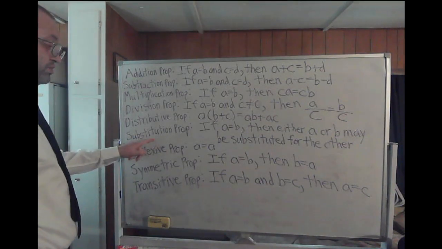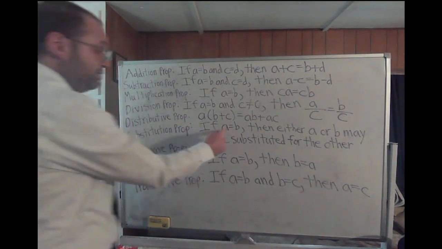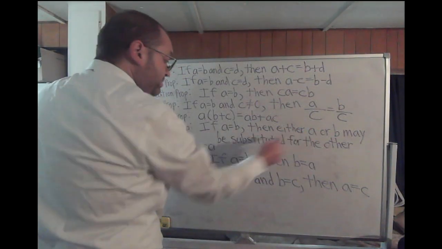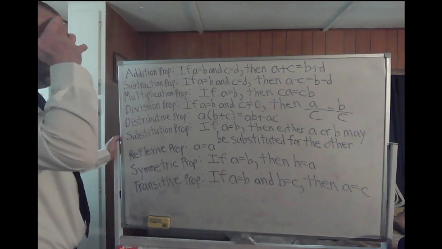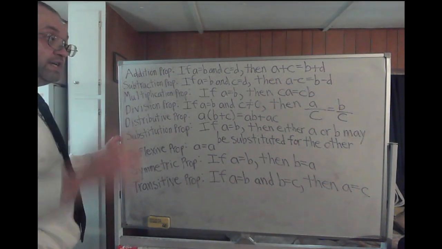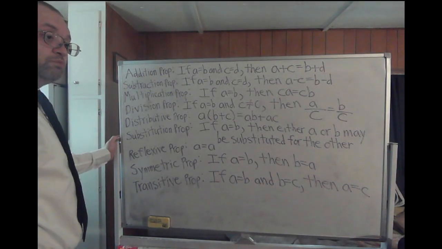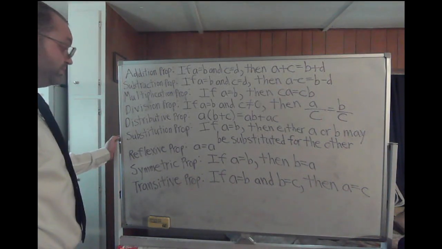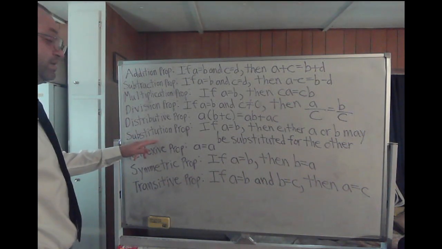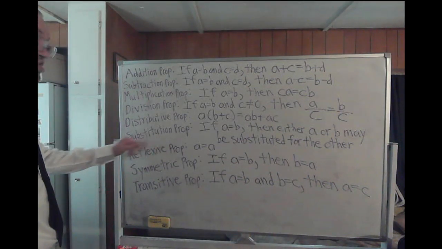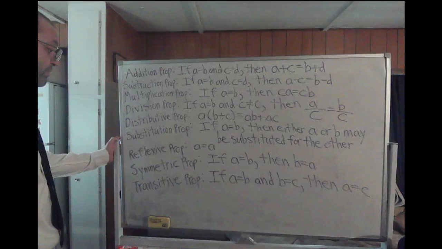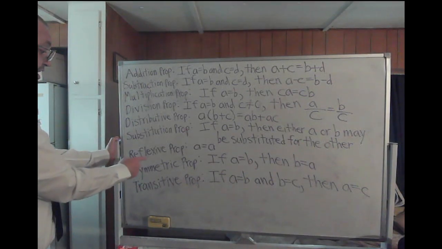Then the substitution property. If A equals B, then either A or B may be substituted for the other in any equation. When we were doing systems of equations in Algebra 1, when we solve by the substitution method, we use this all the time. We use the substitution property all the time. You'll use it all the time here in geometry also.